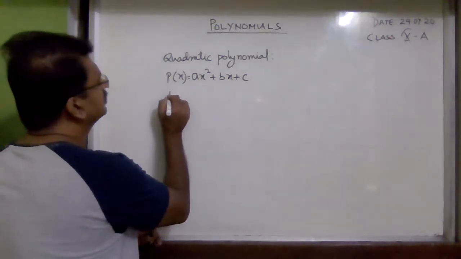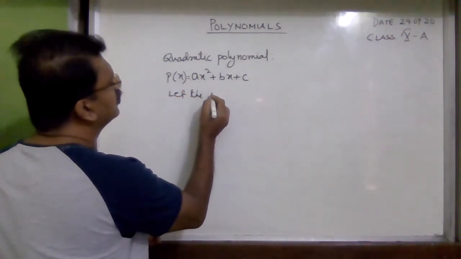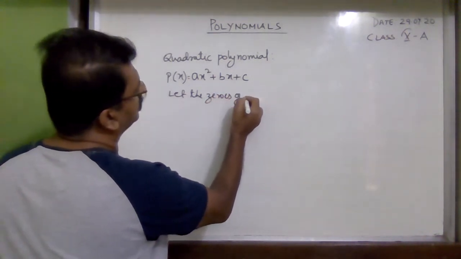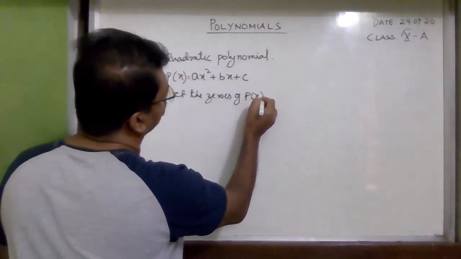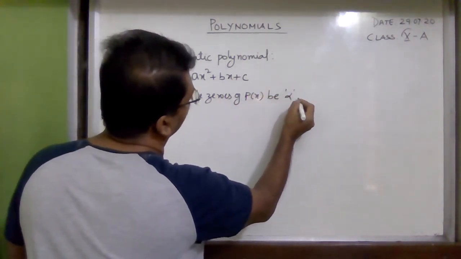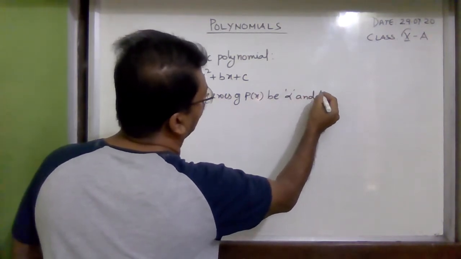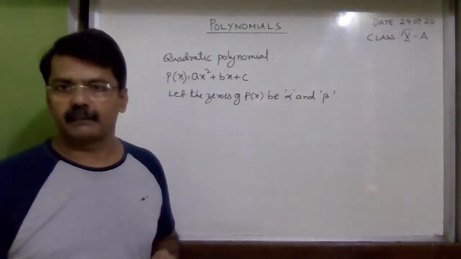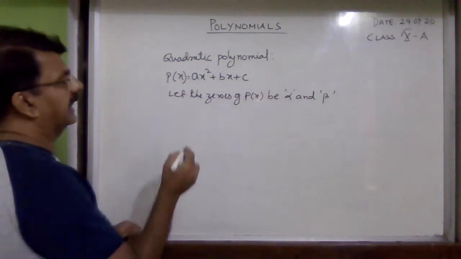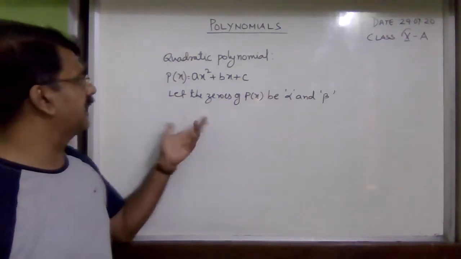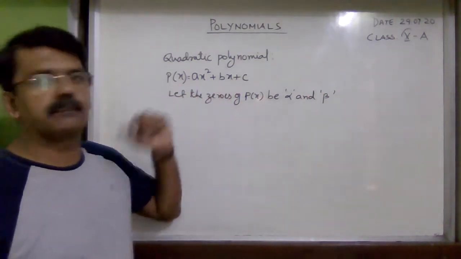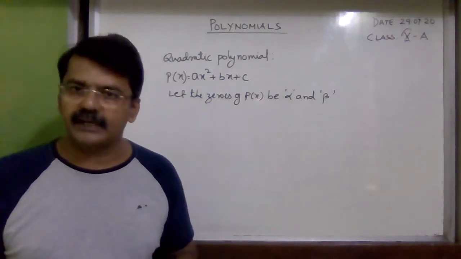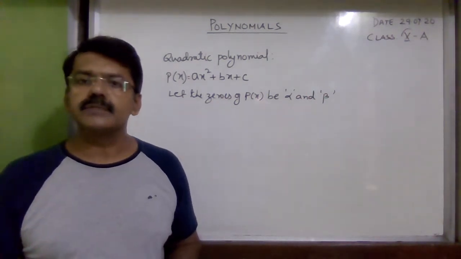Now let the zeros of px be alpha and beta. The zeros are alpha and beta. Clear? Now see, that means if we put x is equal to alpha, then we will get this expression px becomes 0, and when you put x is equal to beta, then also px becomes 0.